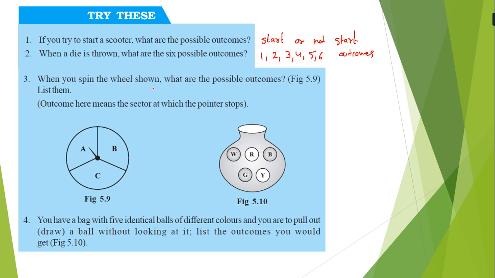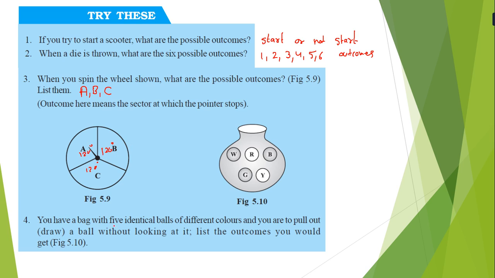When you spin the wheel shown, what are the possible outcomes? Here if you see, the spinner has A, B and C. So the outcomes are A, B and C. Here it is a sector. We know that the total is 360 degrees, so 360 divided by 3 gives 120 degrees here, 120 degrees here and 120 degrees here. Outcome here means the sector at which the pointer stops. So A, B or C. If you rotate it, it should stop at A, at B or at C. These are all called the outcomes.